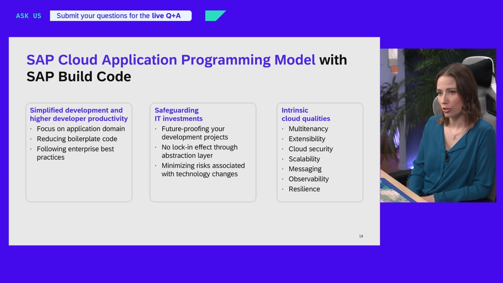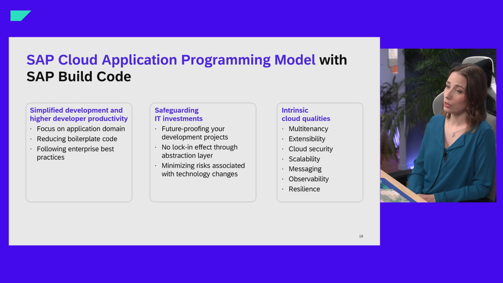Whenever there's a technology change, you don't have to change the whole app. You can just change your CAP code. And it brings you intrinsic cloud qualities like scalability, resilience, extensibility, multi-tenancy if you want a full-blown SaaS application.